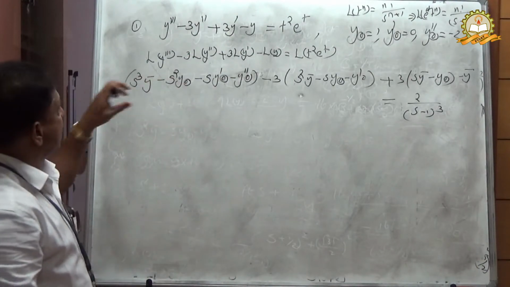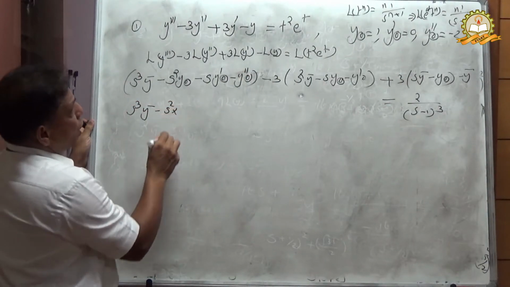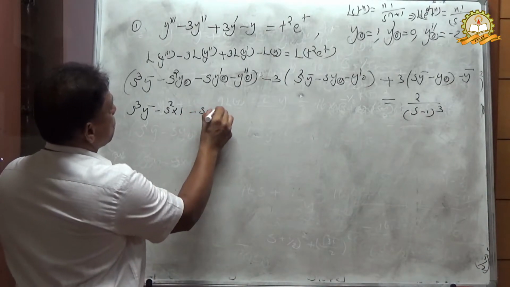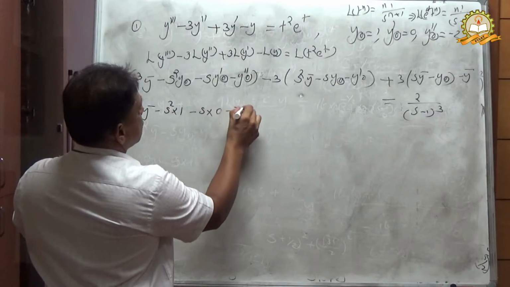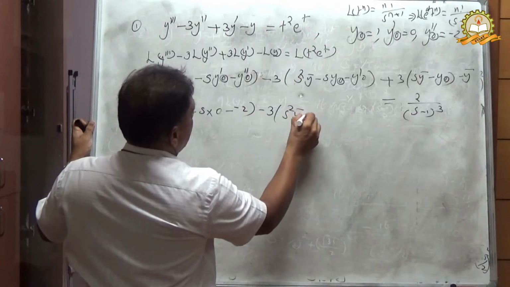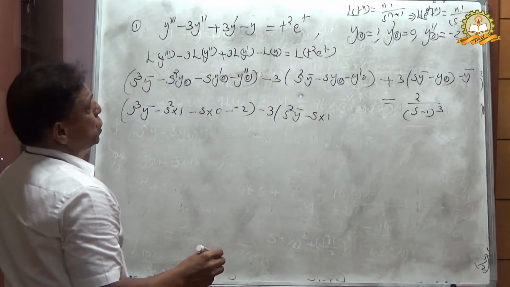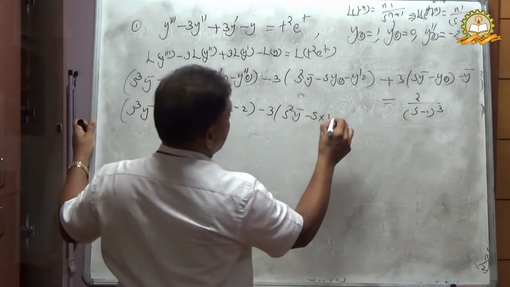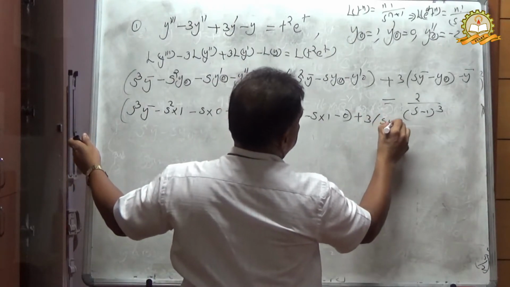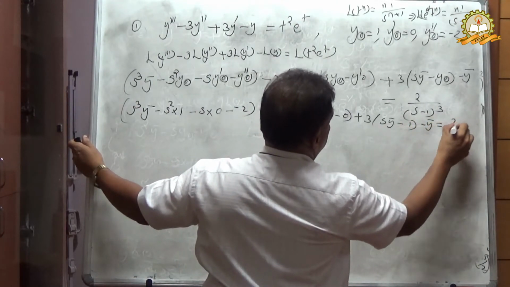We have to apply the conditions. The conditions are s cube y bar minus s square into y(0), y(0) is equal to 1, minus s into y dash(0) is equal to 0, minus y double dot(0) that is equal to 2, applying the conditions: minus 3 into s square y bar minus s into y(0) is equal to 1, s into 1, y dot(0) is 0, plus 3 into s into y bar minus y(0) is equal to 1, minus y bar is equal to 2 by (s minus 1) the whole cube.